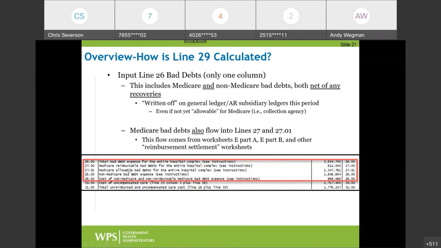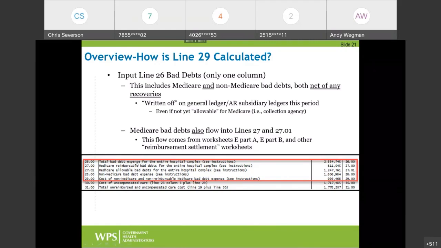So a couple of things. It's Medicare and non-Medicare. The other thing I want to point out that I wish CMS changed a long time ago, they say total bad debt expense. That's a misnomer. It is absolutely not an expense. It's a write-off. And for virtually all hospitals that have to follow GAAP, the write-off is different from the expense, unless you're using the direct write-off method, which, again, is extremely rare under GAAP. It's usually not allowed.